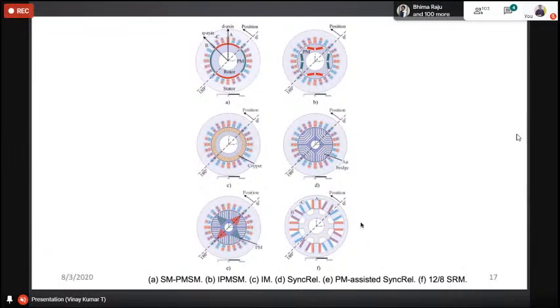Next, come to the switch reluctance machine. Stator poles and rotor poles are both projected type. At the same time, the winding is not a distributed type. It is a concentric type winding.